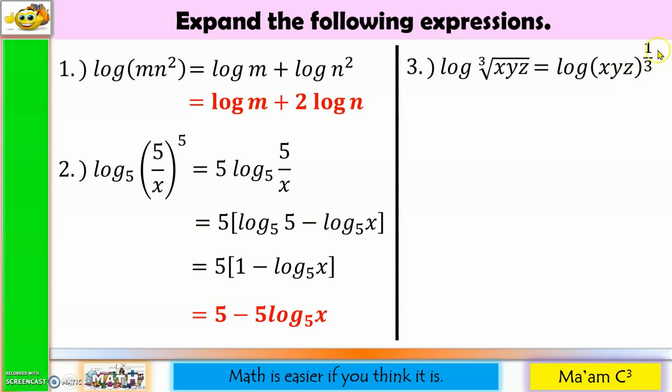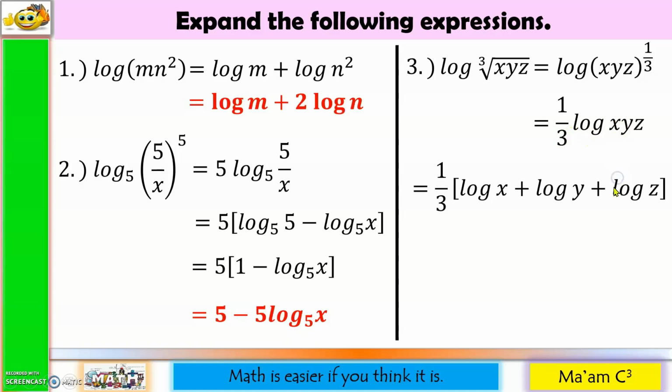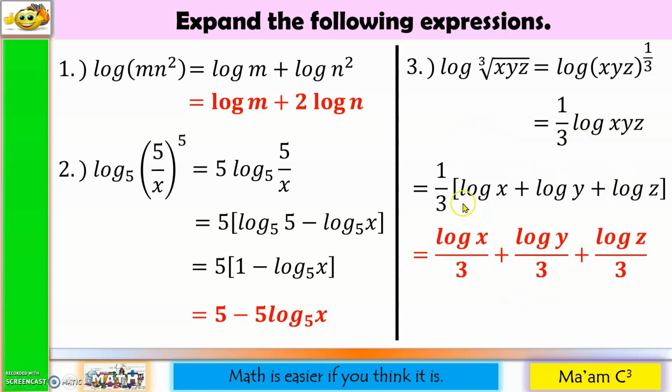Now let us apply the power law. Let's bring down 1/3 here in front. So it will become 1/3 log of x, y, z. Then this one is product x times y times z. So we can apply the product law. So let us isolate 1/3 and then log x plus log y plus log z. And then let us distribute 1/3 here and here and in here. So we'll be having log of x over 3 plus log of y over 3 and log of z over 3.